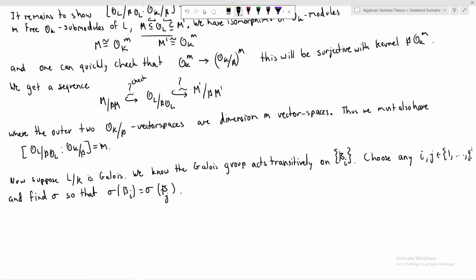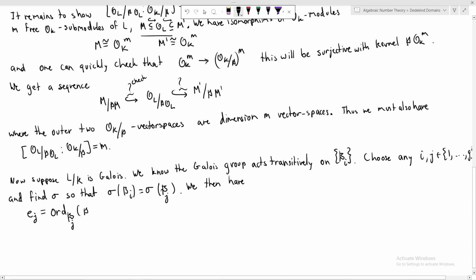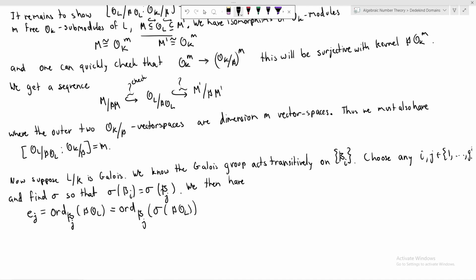Now the key computation is as follows. We know that e sub j is the number of times P sub j divides P O sub L. And because P is an ideal in K, sigma fixes K, and so P O sub L is the same thing as sigma of P O sub L. You can basically just think of the fact that sigma takes O sub L to itself, and sigma fixes P. So you could imagine pulling this P out in front, and that will give you this equality here.